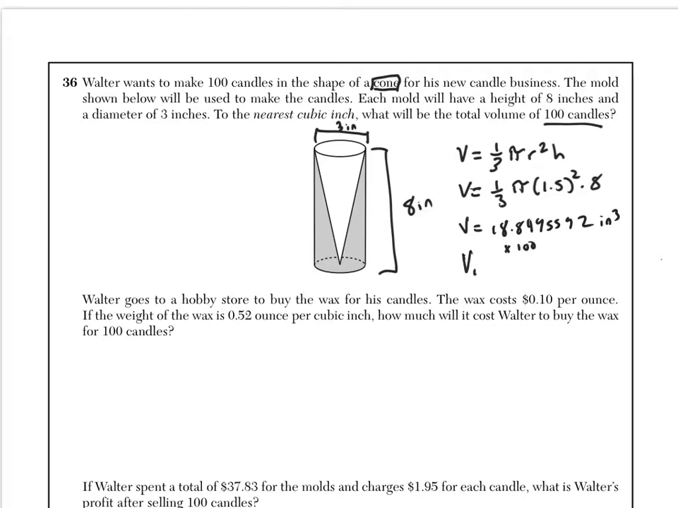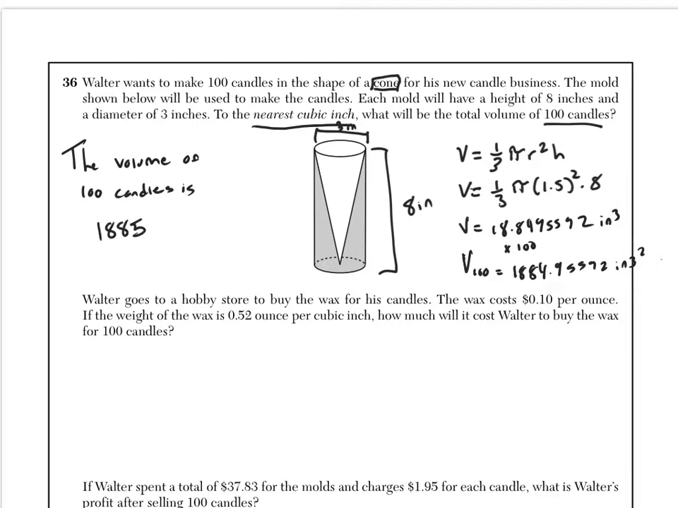We're going to say the volume of 100 candles is equal to 1884.95592 inches cubed. But that's not how we're going to finalize our answer, because this says to the nearest cubic inch. Always be clear on what you're rounding to. So let's state clearly the volume of 100 candles is 1885 cubic inches. All right, part 1 done.